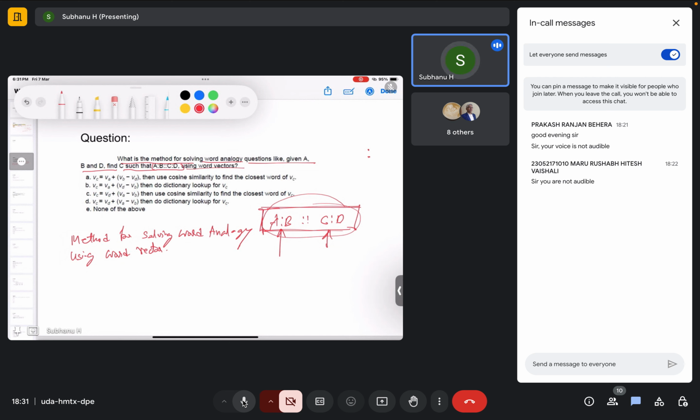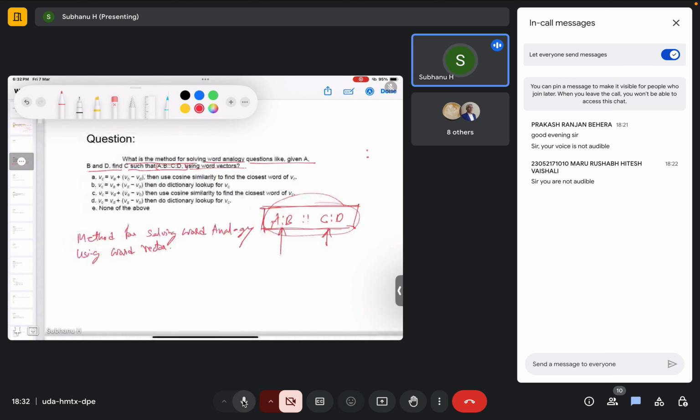So maybe you can find out the cosine similarity, or there are also other things. We'll see what the others are. There are term frequency, document length, and document frequency. You can find out the weight or pointwise mutual information. So these are the ways. Now here you have to find out, using word vectors, which is the method for solving the word analogy question?